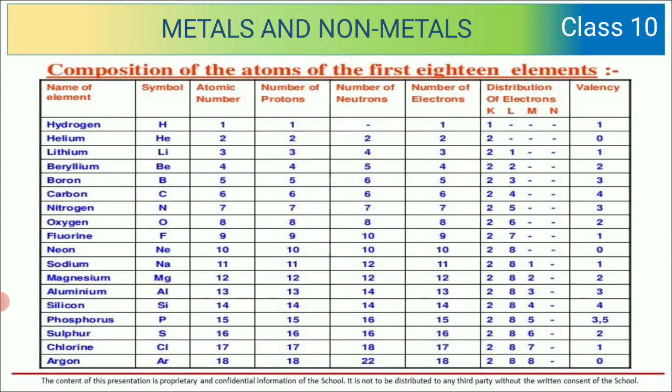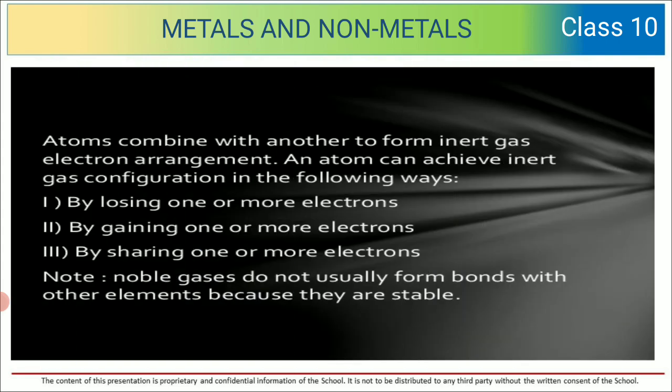So this is a very important table which you have already studied in class 9. It gives the name of the element, its symbol, atomic number, electron distribution in the K, L, M shells, and its valency. Atoms combine with one another to attain an inert gas electron arrangement. An atom can achieve inert gas configuration in the following ways.